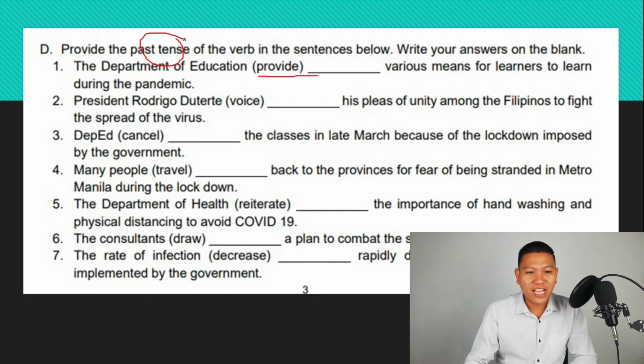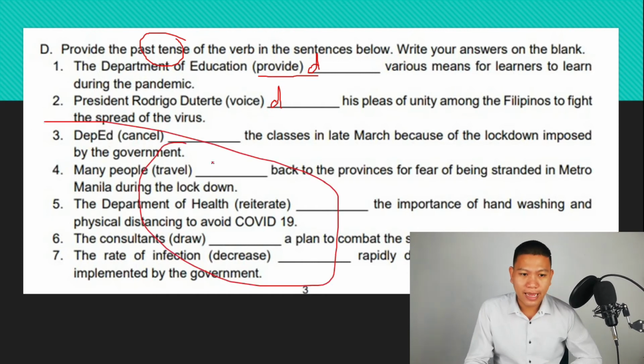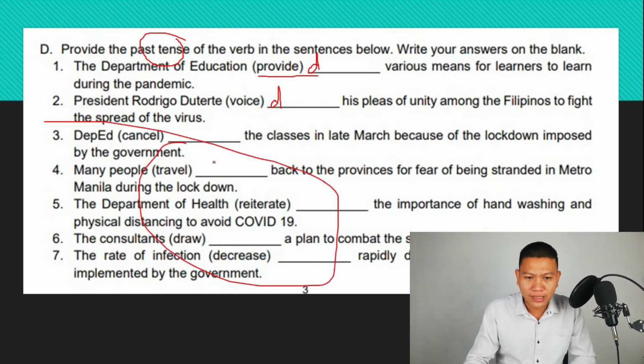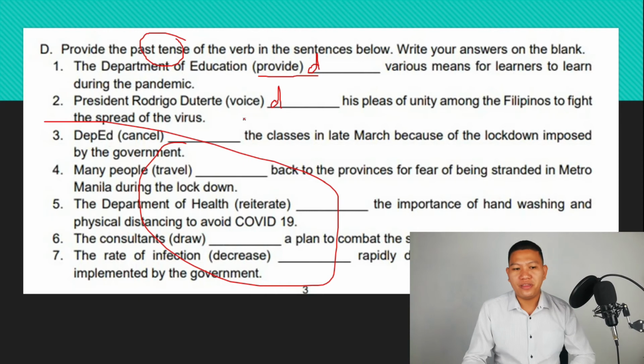The Department of Education provided various means for learners to learn during the pandemic. So these are just simple past tense. It's either you add D or ED, or you change the spelling, just like for irregular verbs. So here I'll just add D. Provided. Voiced. Okay, it's for you to answer the other.